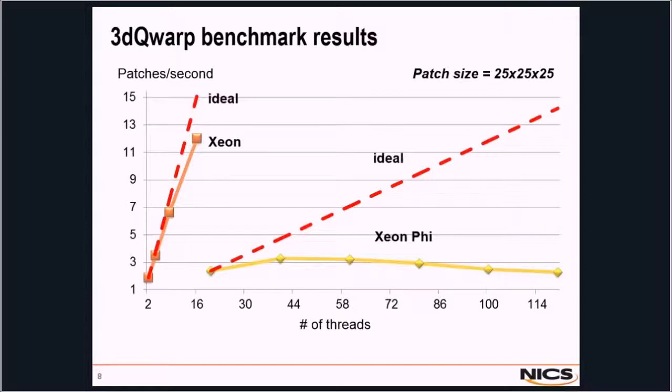So if we do some benchmarking and profiling, for a patch size of about 25 by 25 by 25 millimeters, it looks sort of okay on the Xeon side, which is about 70% efficiency. If we compile the code and run it natively on Xeon Phi, you see the performance already decreases after about 40 threads.